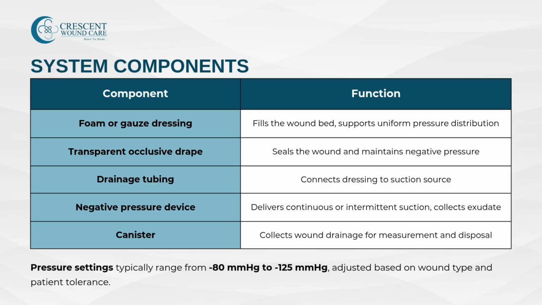4. A negative pressure pump, which regulates the pressure and can be set to continuous or intermittent modes based on clinical need. 5. A collection canister where exudate and wound fluid are safely stored for disposal. Typical pressure settings range from -80 to -125 millimeters of mercury, but this may be adjusted depending on the wound type, patient tolerance, and healing phase. Understanding each component is essential for safe setup, consistent suction delivery, and efficient wound healing.